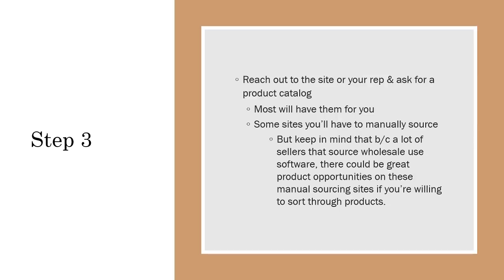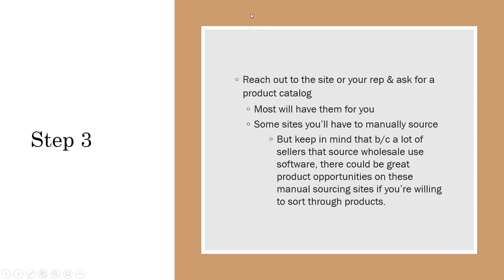So step 3 is to reach out to your site rep, or just the site in general if they have a contact us, and ask for a product catalog, okay? So most sites will have product catalogs if they're wholesale websites, obviously. And then what I basically do, I reach out to my rep or to the website and I email them and say, hey, I wanted to know if you could send me a list of your latest product catalog because I want to make some purchases, okay?